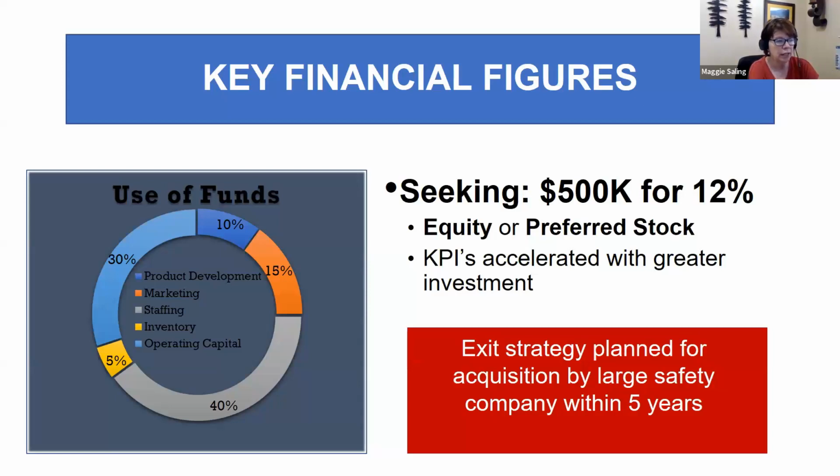The exit strategy is acquisition, but this doesn't actually have to be on the slide. If they had made this graph on a white background with the labels for the different use of funds areas larger, it would be more effective. The whole key financial figures on the top could go away. Seeking $500,000 for 12% equity or preferred stock up at the top would make everything just easier to understand. Bigger graph, having the descriptors for the different spend areas larger, and exit strategy gone.